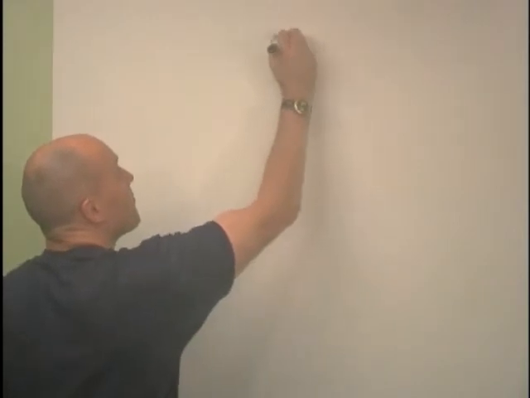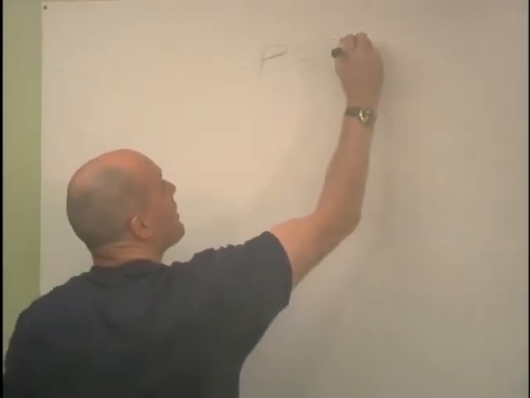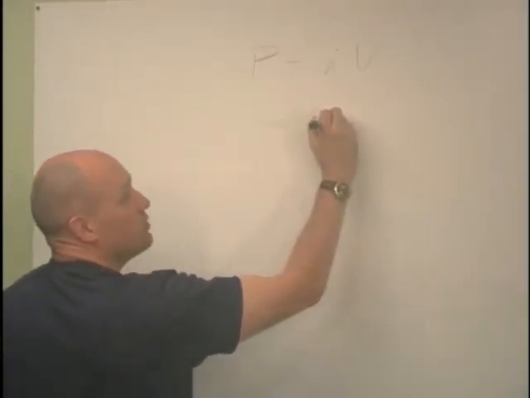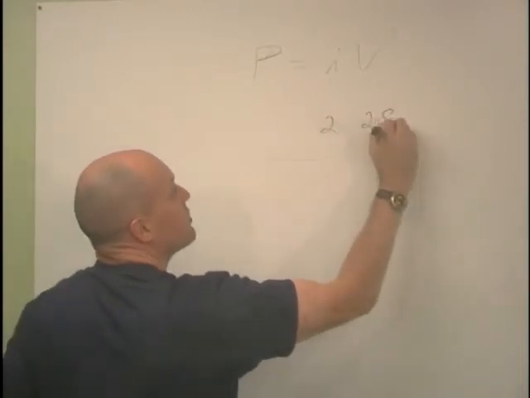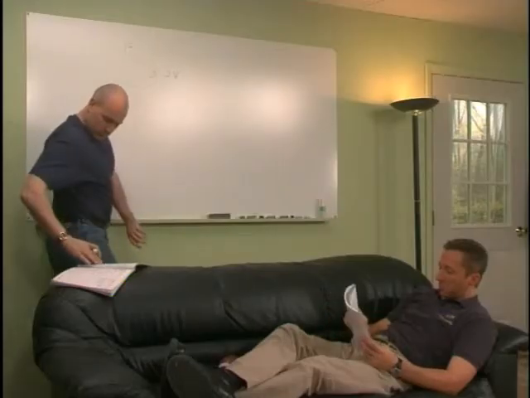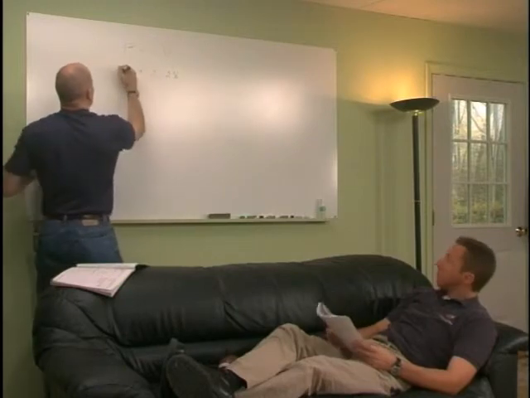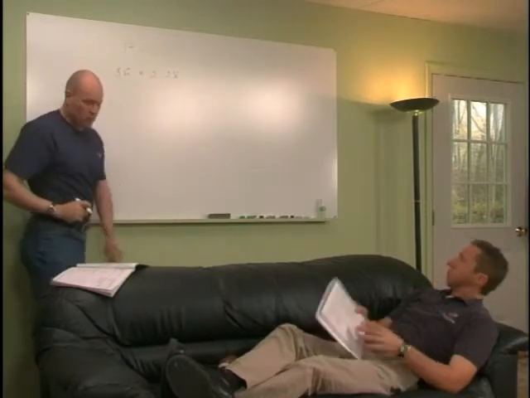So power equals IV. I was 2 and V is 28. So we get 56 watts. Power is measured in watts.